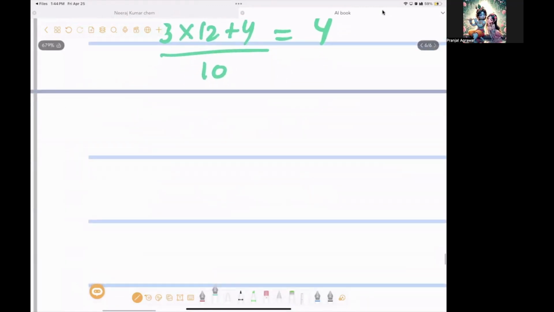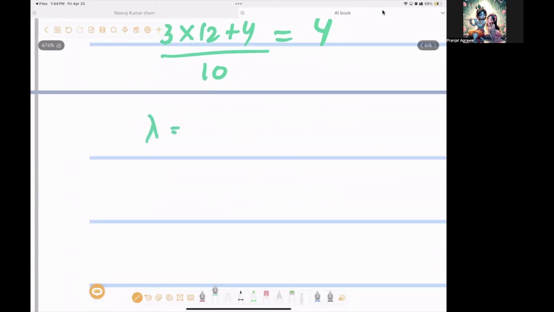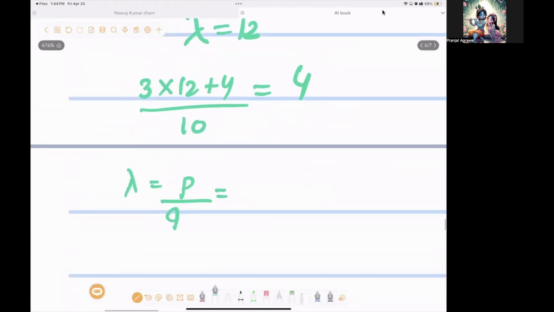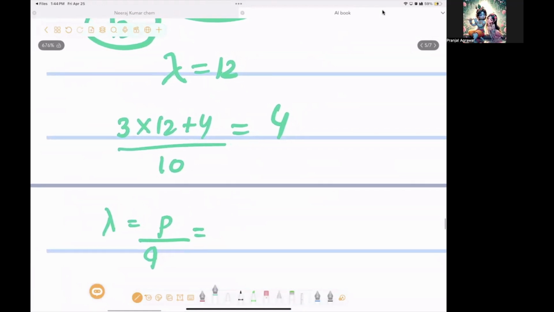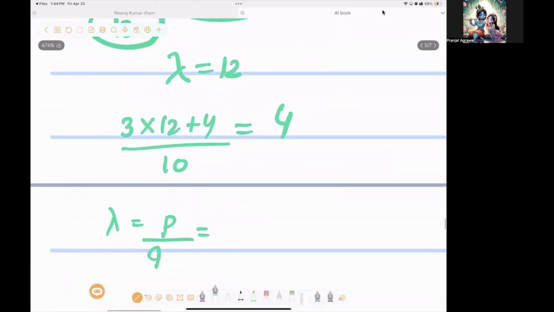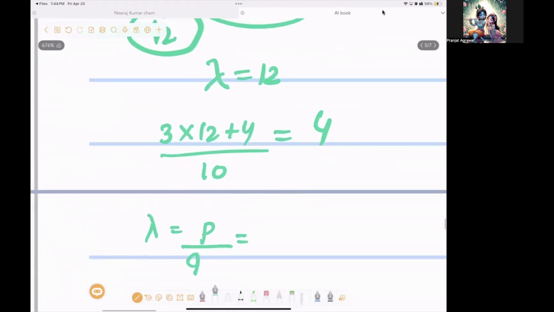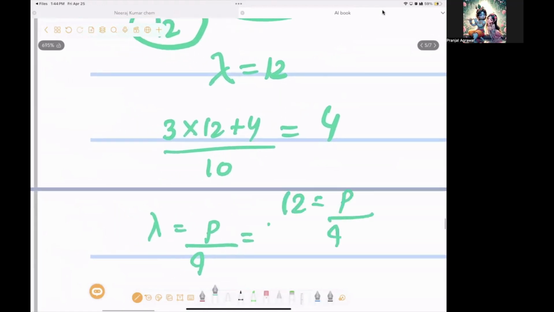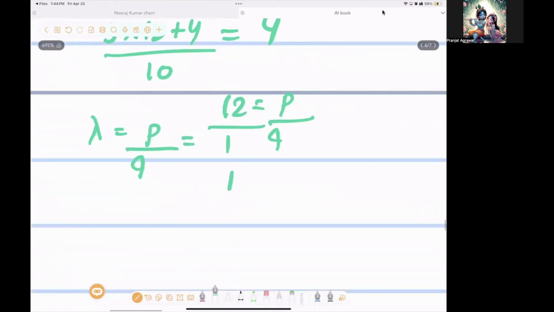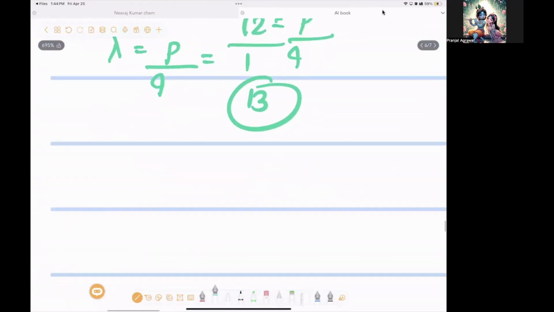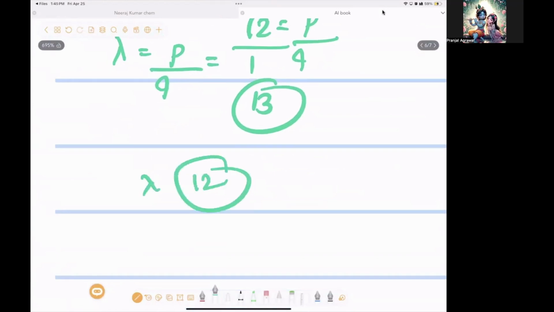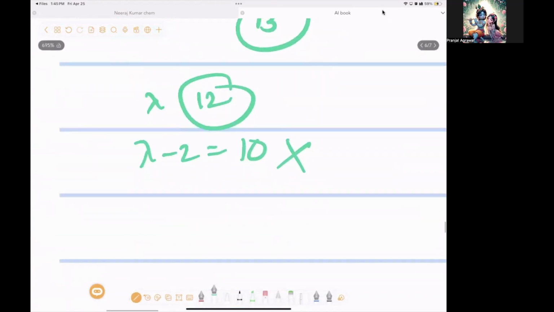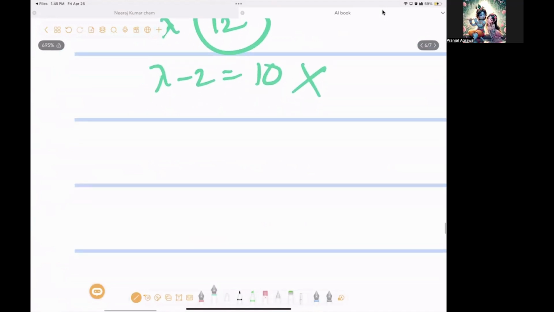If lambda is equal to P by Q, then P plus Q is divisible by 13. So what was the lambda? 12. So 12 is equal to P by Q. So we can write 12 by 1. So we can see P plus Q is divisible by 13. Lambda is a natural number. Yes, 12 is a natural number. Lambda minus 2 is divisible by 3? Lambda minus 2 is 10, which is not divisible by 3. So we have options A, B, C as correct, and the rest of the answers as wrong.